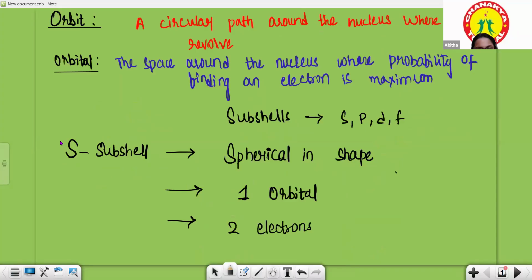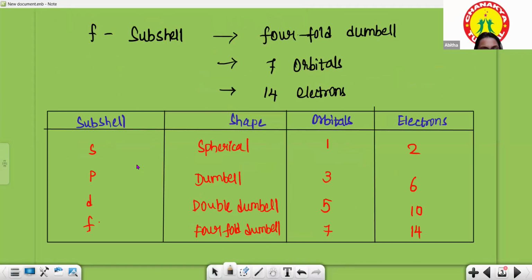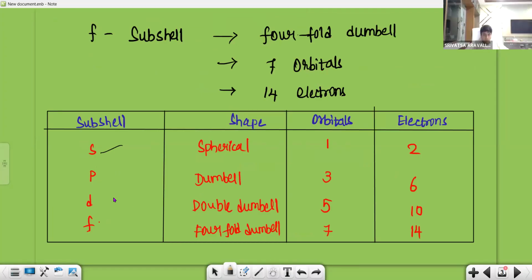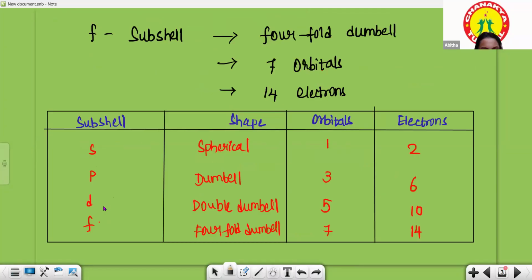S, P, D, F. What is the S subshell? Each one has a different name; based on the name, the letter is given. So the names are not important for you. The S subshell is spherical in shape, P is dumbbell, D is double dumbbell, F is 4-4 dumbbell. The number of orbitals: S has 1 orbital, P 3 orbitals, D 5 orbitals, F 7 orbitals.